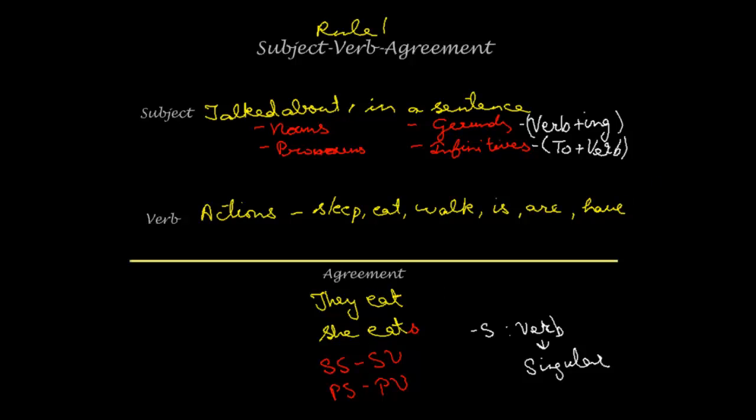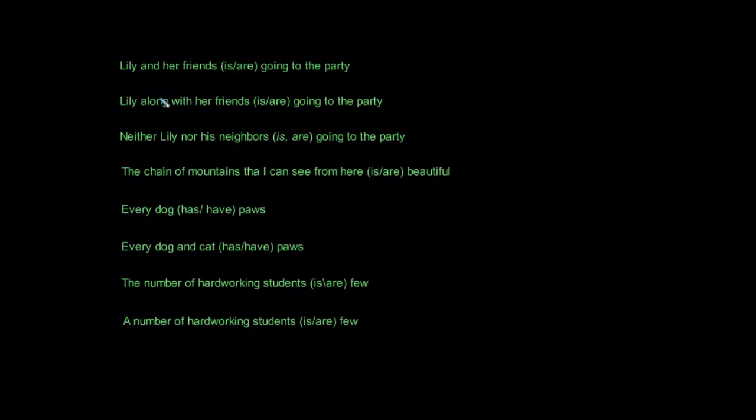Now let us take a few questions. See, Lily and her friends dash going to the party. Lily and her friends. So what's my subject? Lily, friends. I'm talking about two. So, if I have a plural subject, what type of verb am I looking at? I'm looking for a plural verb and not a singular verb. Lily and her friends are going to the party.